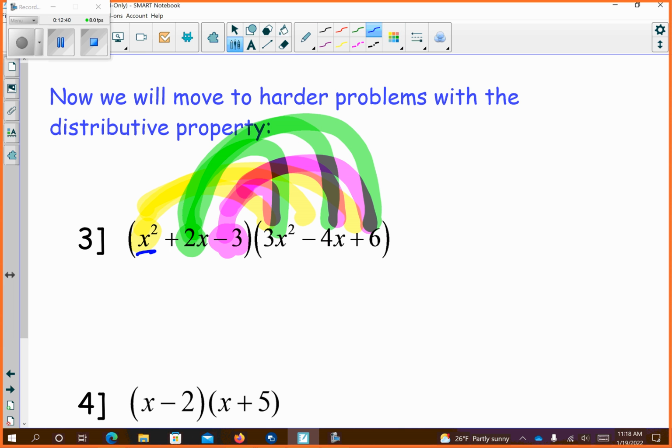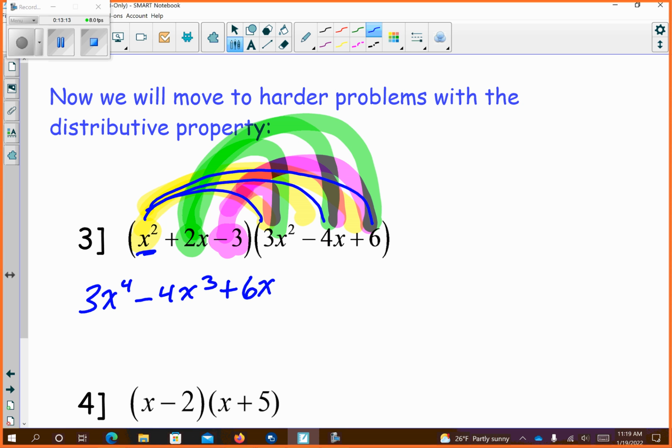All right. So first thing, let's take this x squared. X squared times 3x squared is? 3x to the 4th. Yeah, good. Okay. Do you feel comfortable with that? So that was this. Okay. X squared times negative 4 is negative 4x to the 3rd. Very good. Then I'm going to go here to here. So x squared times 6 is just 6x squared. Now the problem's not done, but do you feel comfortable with what I've done? Do you see how the exponents are adding up?